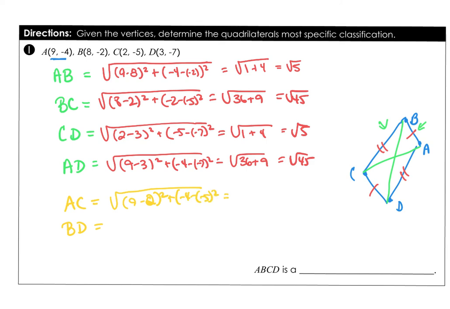And you're going to get 9 minus 2, so you're going to get 49. And 1 squared of 50. And then you'll do B to D. So we're going to do these. So we'll say 8 minus 3, negative 2 minus a negative 7. So you're going to get 5 and 5 actually.